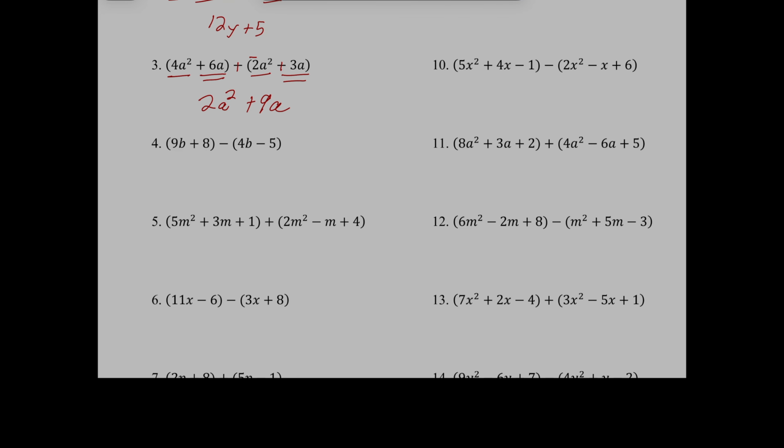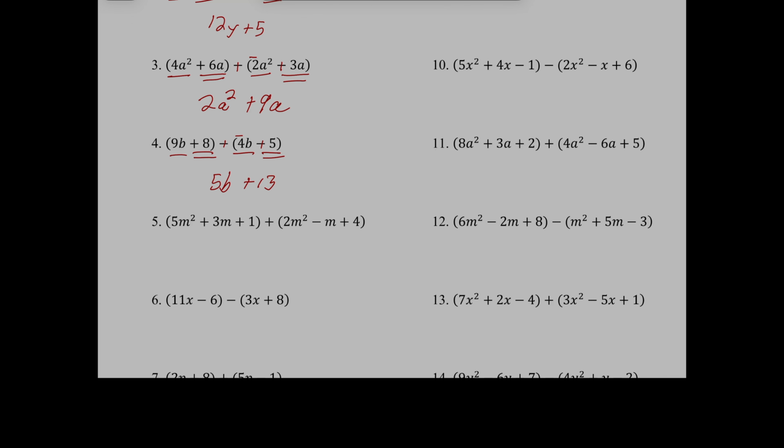All right, I'm going to move a little quicker now that I've explained a few. Negative in front of the parentheses, add a line, change both signs. I have my b's and I have my numbers. So 9b plus a negative 4b is a 5b, and a positive 8 plus a positive 5 is a positive 13.